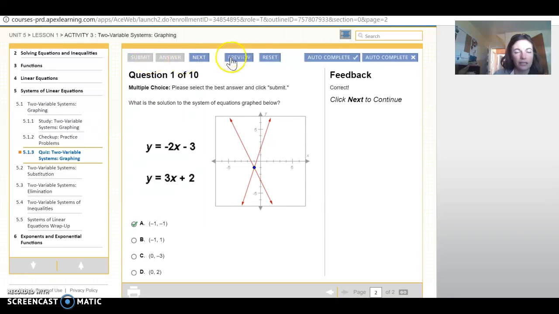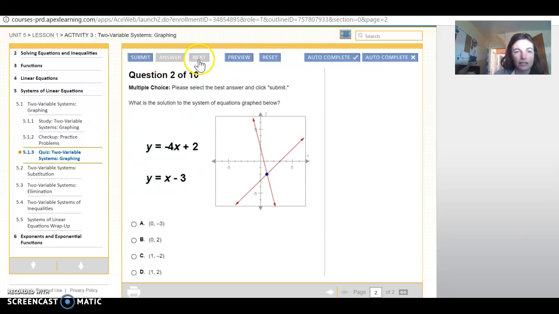Submit, and next. Same deal here. My negative line leans to the left, the positive line leans to the right, and the solution is where they intersect. So I see that that's at x equals positive 1 and y equals negative 2.